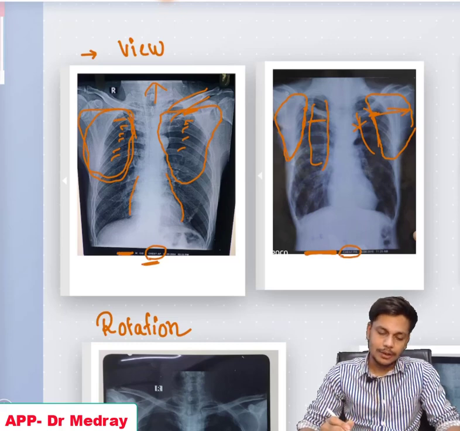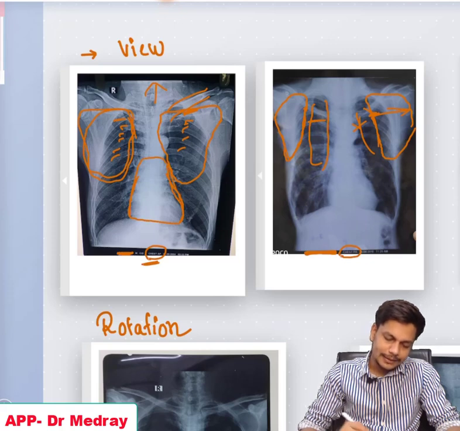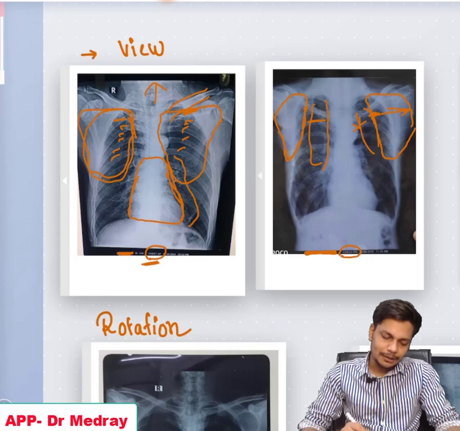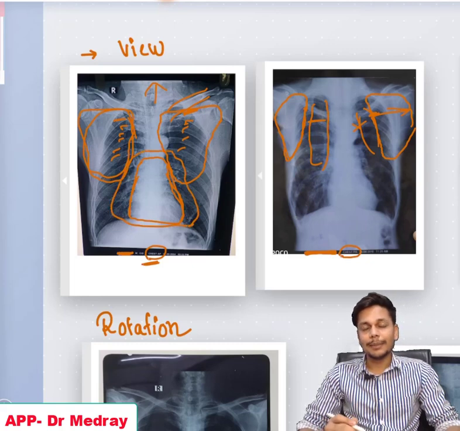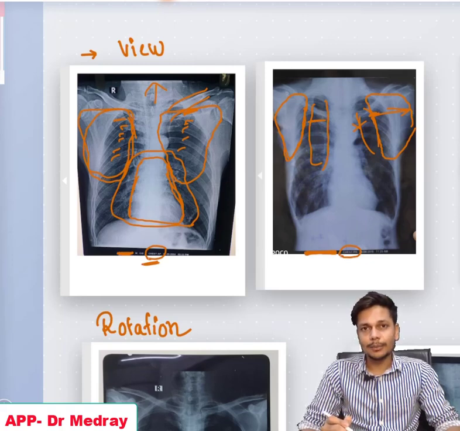Here it is not so, but most of the time in the AP view this is the cardiac shadow. Can you see this white structure which I have encircled? This is the cardiac shadow. So there will be apparent enlargement of the cardiac shadow in the AP view. So the AP view is not a good X-ray to comment about cardiomegaly.